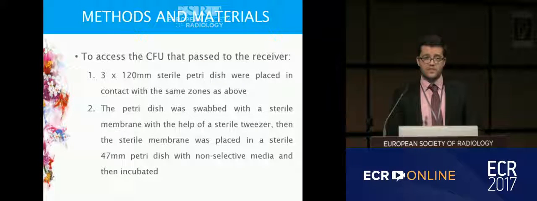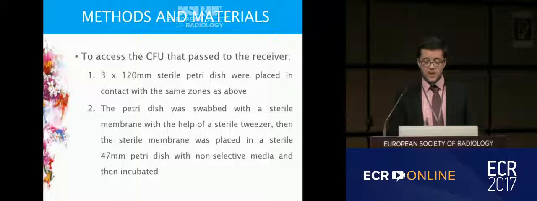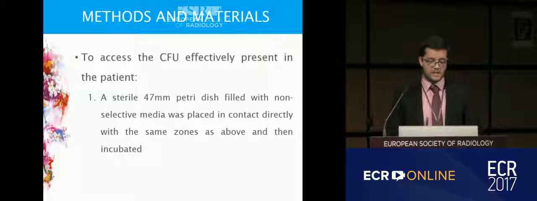To assess the colony-forming units that passed to the receiver, three 120 millimeter sterile Petri dishes were placed in contact with the same zones as above. So the Petri dish touched those regions of the patient. Then this Petri dish was swabbed with a sterile membrane, and this sterile membrane was placed in a 47 millimeter Petri dish with also non-selective media and then incubated.